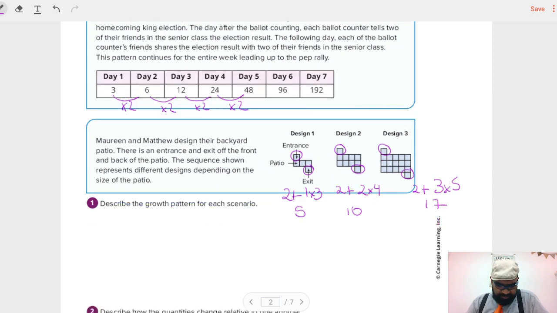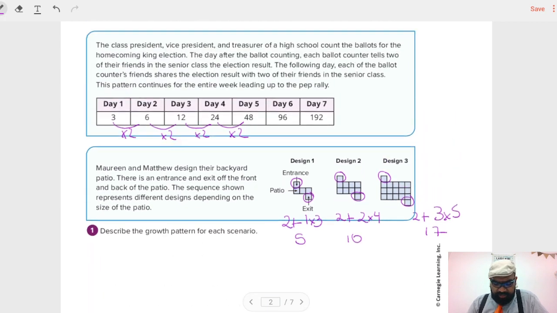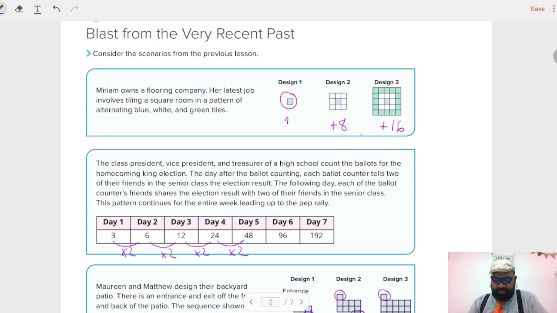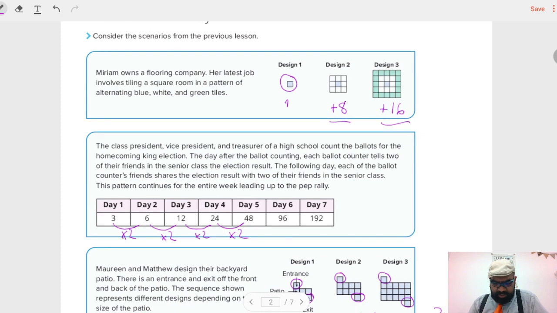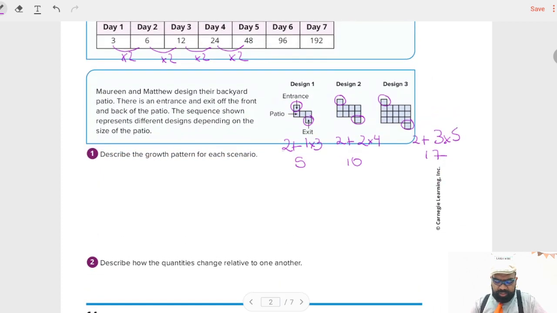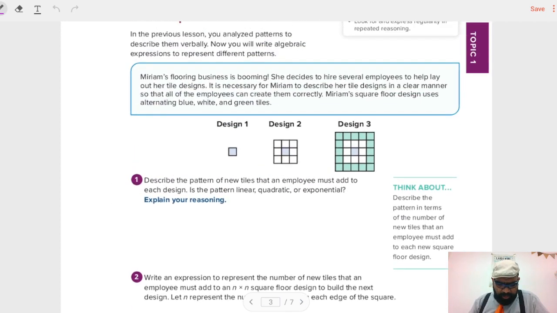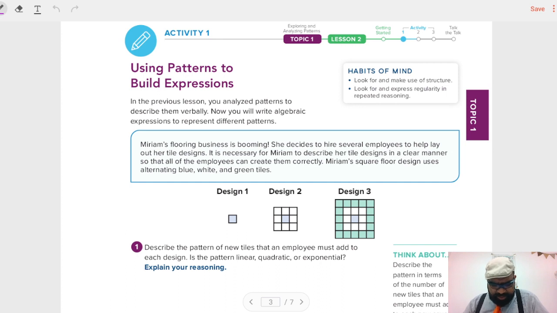That's the first question. Question number 2. Describe how the quantities change relative to one another. The first one is adding 8. You see? Adding 8, adding 8. The second one, multiply by 2, multiply by 2, multiply by 2. The third one, the 2 is permanent, okay? But it's adding 1 in each edge of the rectangle. Add 1 for each new pattern. Okay? So far, nice.